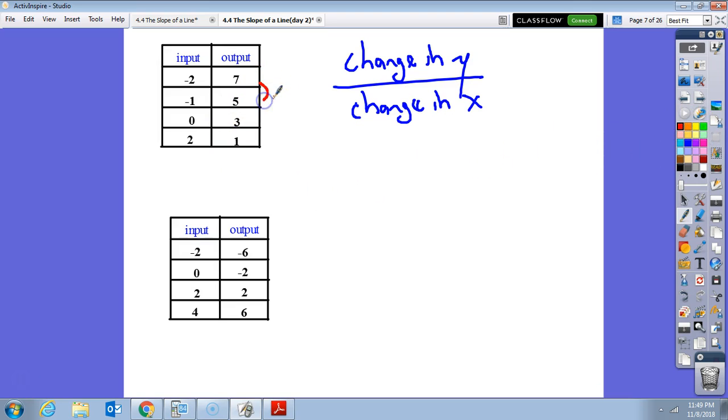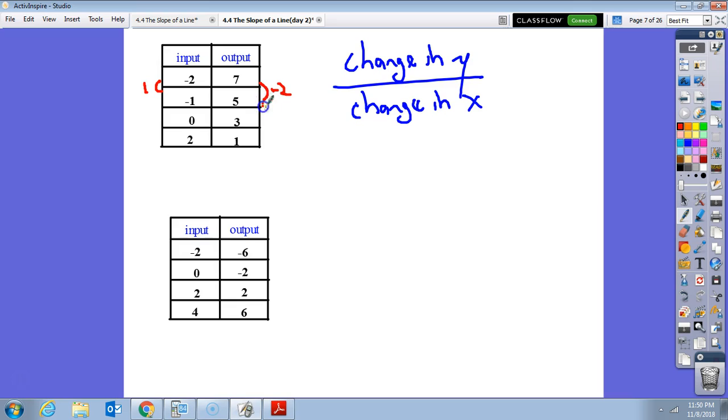What's the change in y? Down 2. What's the change in x? Up 1. Please be careful though, and don't assume that if you check one of them, that's the answer. Make sure it works for all of them, because remember, linear has to have the same pattern the whole time.